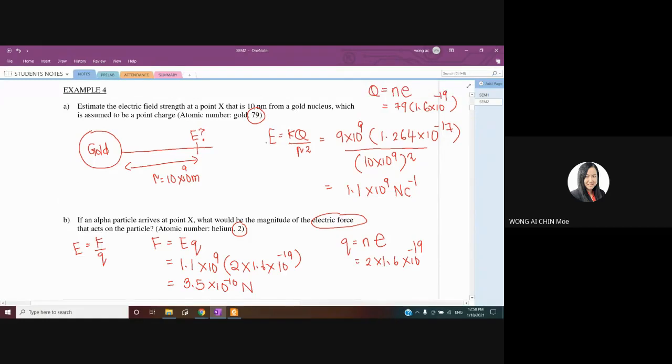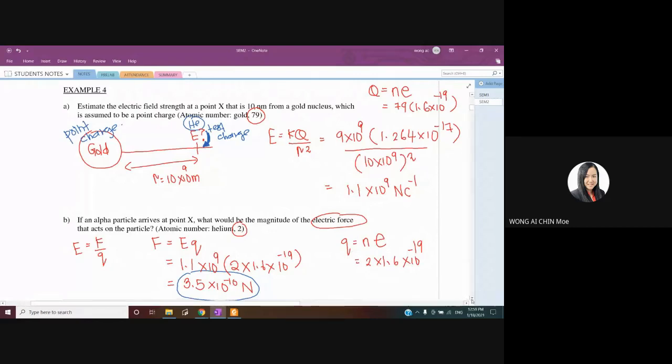So meaning that if we put a helium, the helium is the test charge that we put at this point, it will experience a force of 3.5 times 10 to the power of negative 10 Newton. So this is the difference between the test charge and a point charge. A point charge gives influence. A test charge is the charge that we use to test what happens to it.